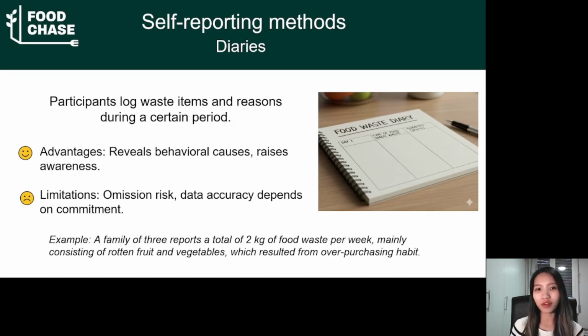However, it also has limitations like omission risk, and the data accuracy depends a lot on the commitment and the honesty of the participant. They may forget to record a loss, a waste, or they intentionally leave it out of the diary. For example, a family of three reports a total of 2 kilograms of food waste per week, mainly consisting of rotten fruit and vegetables, which resulted from overpurchasing habits.